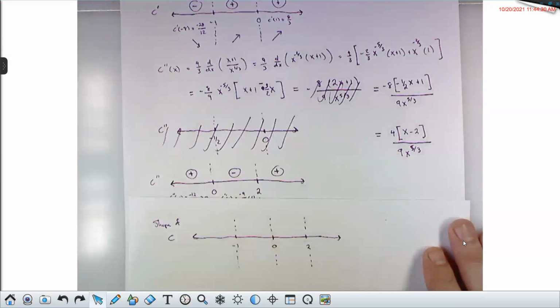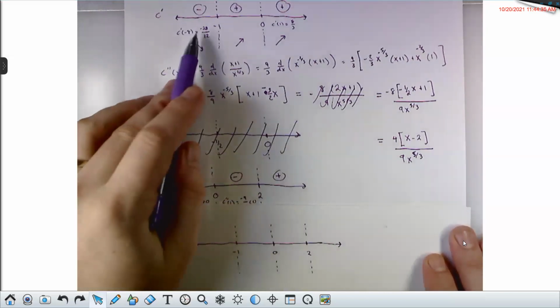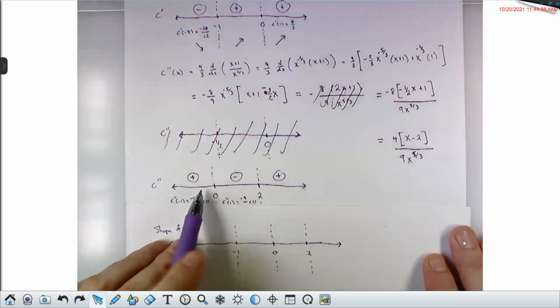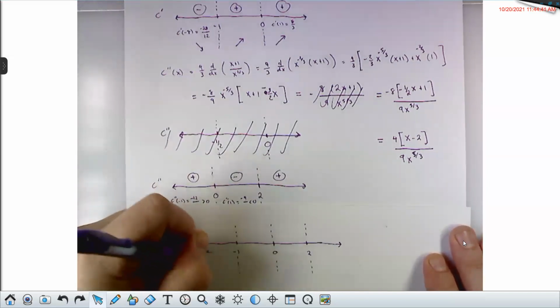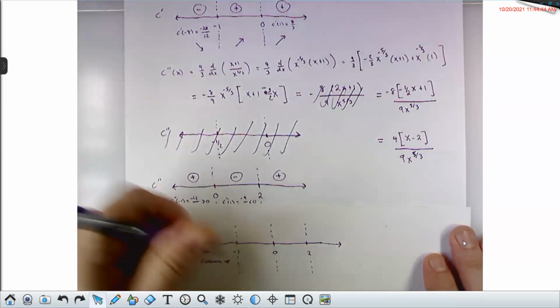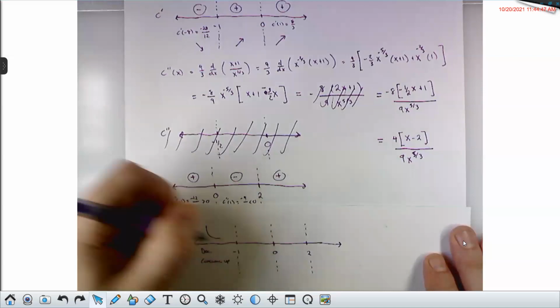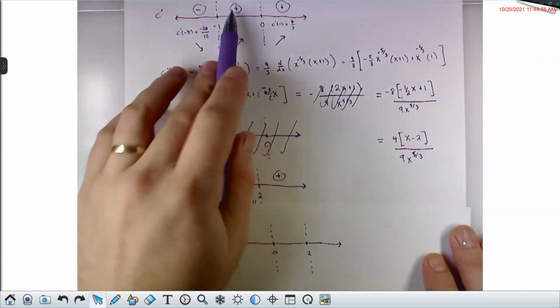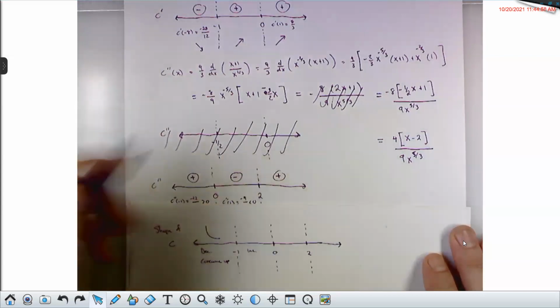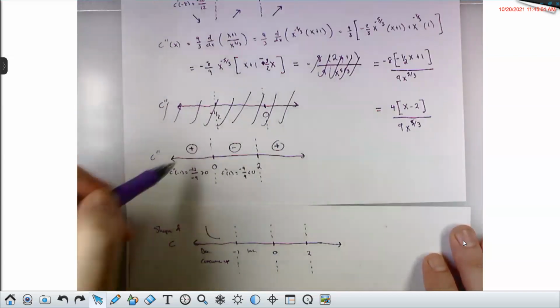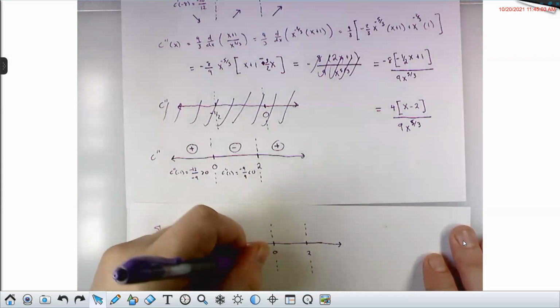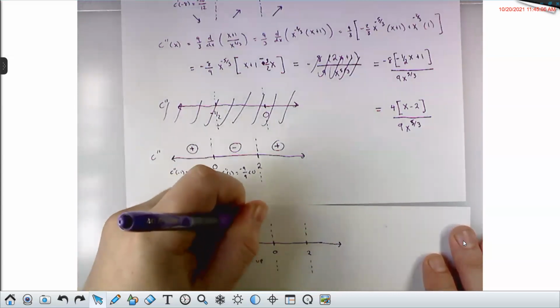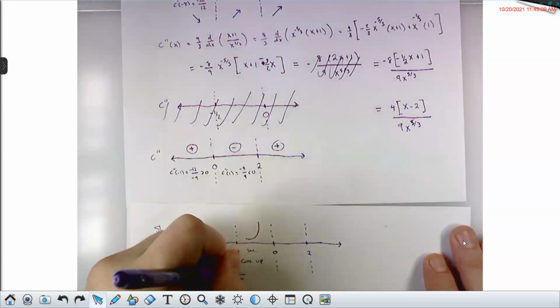All right. To the left of -1, my function is decreasing and concave up. So that looks like this. Between -1 and 0, my function is increasing. And we're still to the left of 0, so we're still concave up. So it looks like this. So there's a min here.